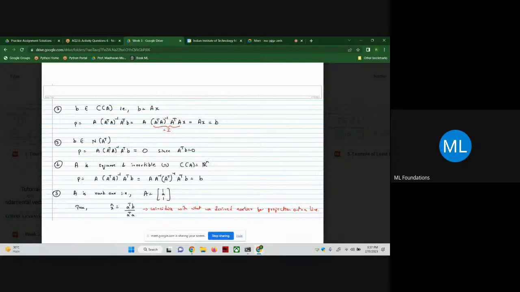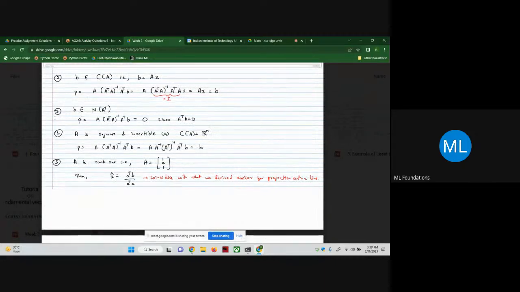We have this A transpose B, and in place of B they have written B equals AX, and they have got I. Then AX equals B, which will give you the projection as B itself. If B belongs to the column space of A, then we already know that the projection will be equal to B. Only when B does not belong to the column space do we have to do the projection.